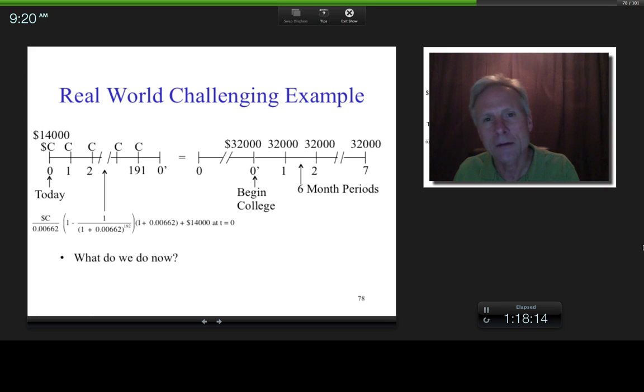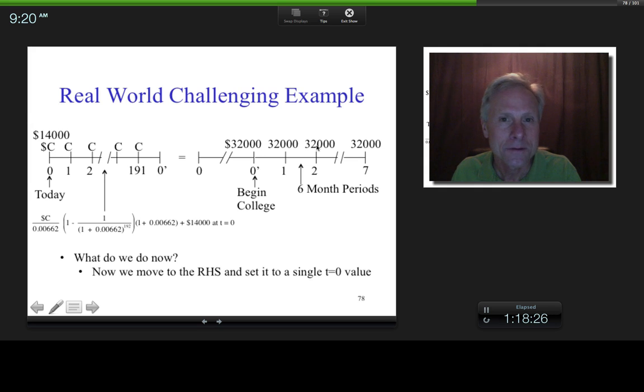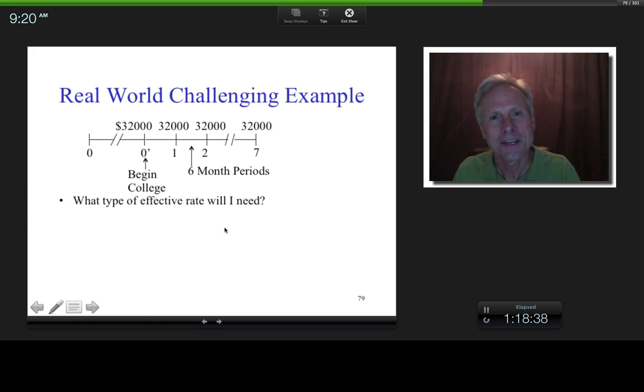So what do we do now? Well, now we're going to do the same thing to the right-hand side. We're going to crush it into one single number at one single time period and set it to what time period? Time 0, right? Why are we setting it to time 0? Well, because we've got all this at time 0. And so we're going to set them equal to each other in the end, and then solve for C. So let's move to the right-hand side.